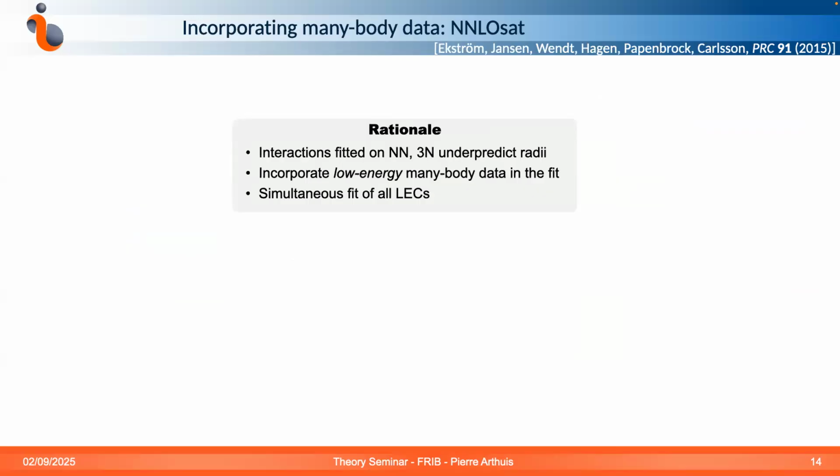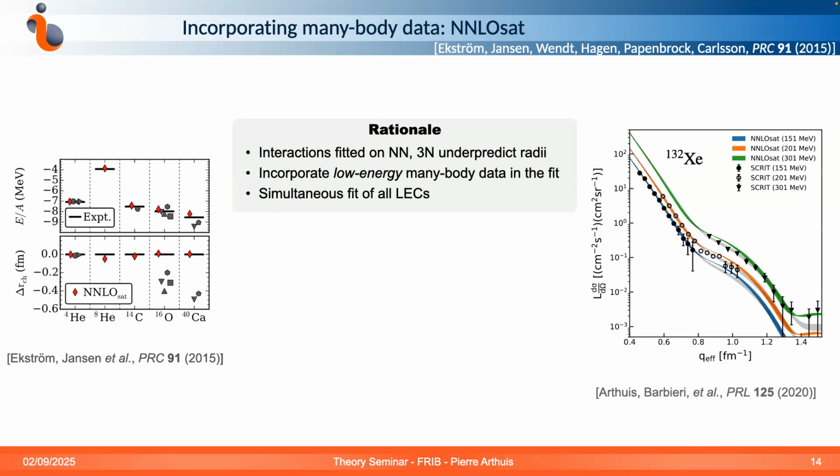Then another pioneering work a few years later, the N2LO SAT, for saturation. The idea by Andreas Ekström and collaborators at the time was that the interactions that we had, fitted in the two- and three-body sector, underpredicted the radii. So they thought, okay, by including low-energy many-body data in our fit, probably we would be able to reproduce the saturation properties of the nuclear interaction better, and so the radii better. At the same time, they did a simultaneous fit of all the LECs. This gave very good radii.